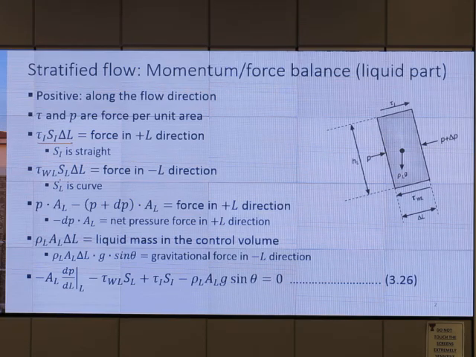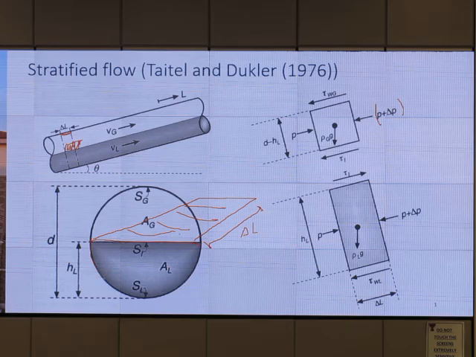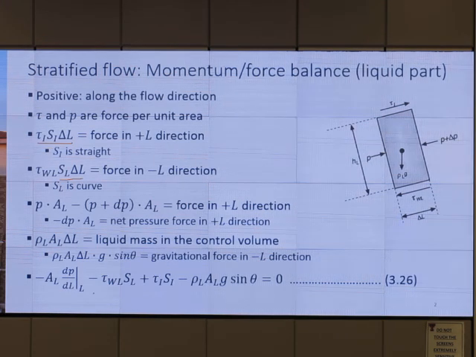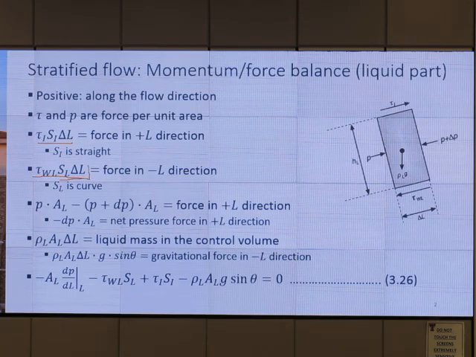And SL delta L will be this curve length multiplied by delta L. So it's the surface at the bottom. That is for tau WL, right? So tau WL is the force per unit area, and that area is the curved area at the bottom. We multiply together, we get the force, okay? Tau WL multiplied by area will give us the force in the negative direction. Good? Anders? Good? Yeah.